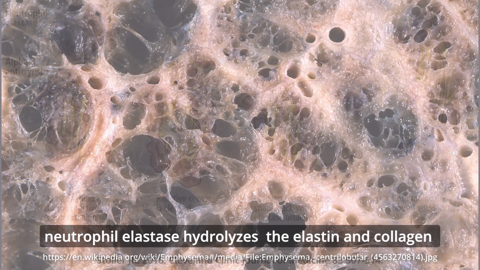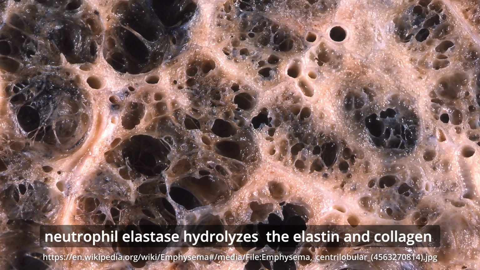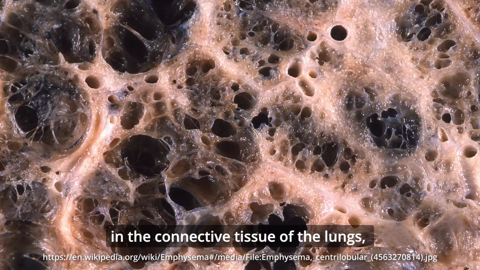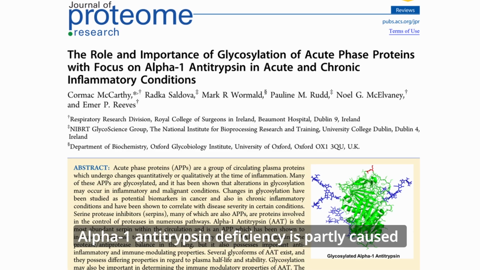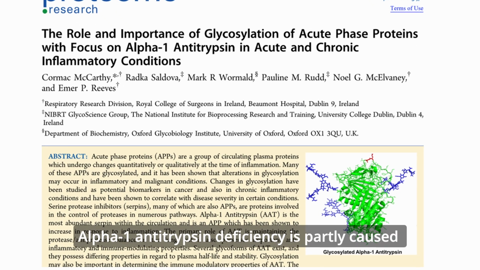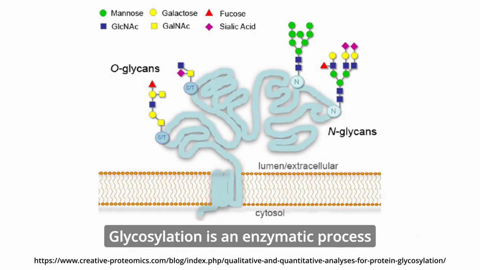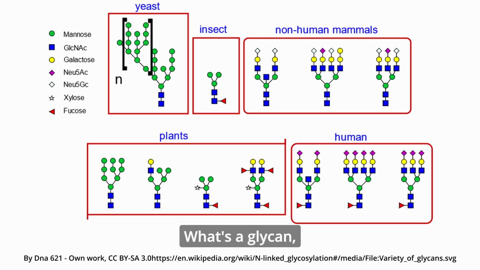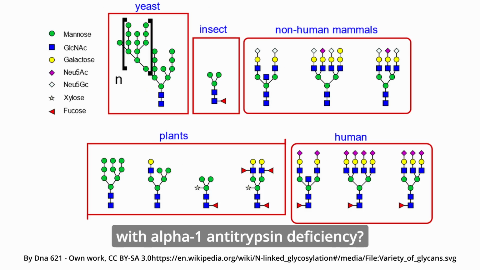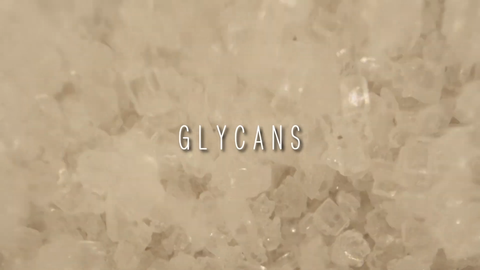Without it, neutrophil elastase hydrolyzes the elastin and collagen in the connective tissue of the lungs, leading to emphysema and chronic obstructive pulmonary disease. Alpha-1 antitrypsin deficiency is partly caused by an error in glycosylation. Now, glycosylation is an enzymatic process in which a glycan is attached to a protein or a lipid. What's a glycan, and what does it have to do with alpha-1 antitrypsin deficiency?